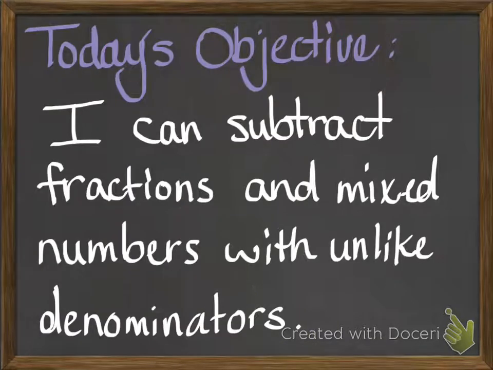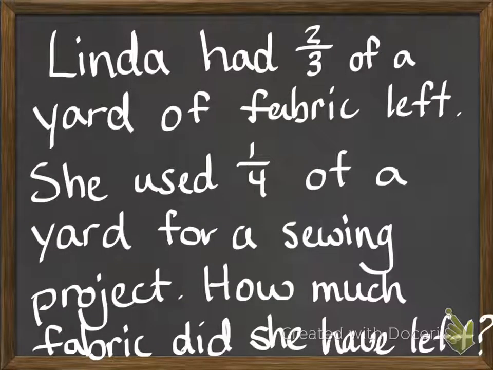Today's objective is I can subtract fractions and mixed numbers with unlike denominators. So that number on the bottom today is going to be different, and we're going to be doing that on regular fractions and mixed numbers. Okay? So here's our practice problem.